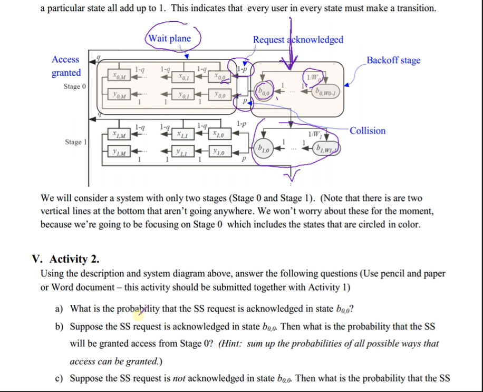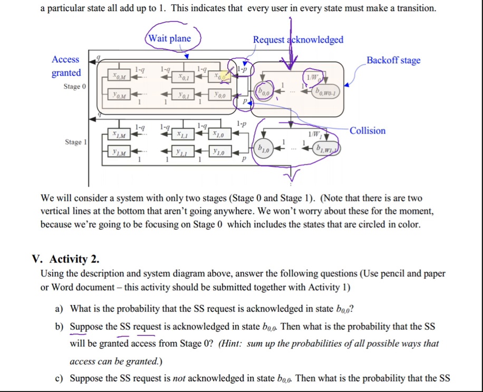Let's look at B. Suppose the subscriber station request is acknowledged in state B00. Then what's the probability that the subscriber station will be granted access from state 0? The hint is sum up the probabilities of all possible ways that access can be granted. So I'm saying here that the subscriber station request is acknowledged. That means that I've gone up here. I'm going to the upper line. And what is the probability that I will be granted access?